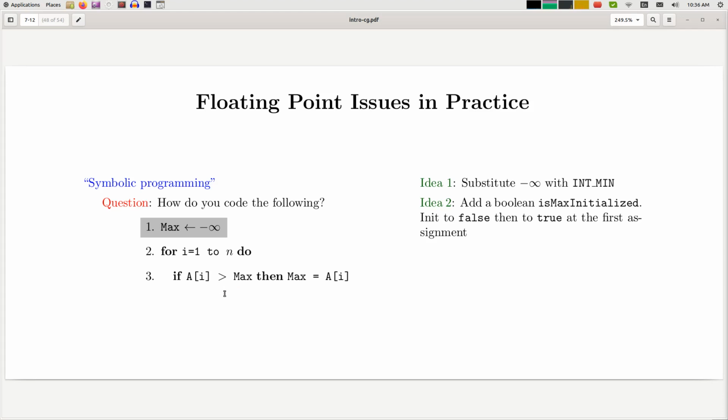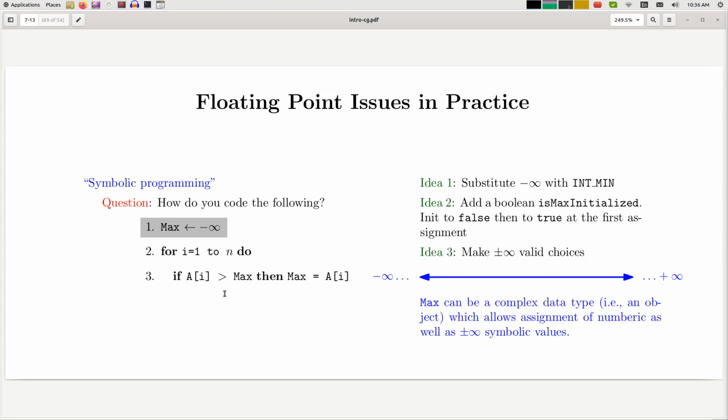But what I'm interested in is idea number 3. And idea number 3 is to just make minus infinity and plus infinity valid choices. Just treat them as potential values for the variable max. Obviously, we cannot do it with the basic data types, because the basic data type int or long or whatever doesn't have minus infinity or plus infinity in it. So to accommodate plus and minus infinity as valid choices for a variable, we could make max an object or a complex data type, which allows assignments of numerical values to max as well as plus and minus symbolic values.